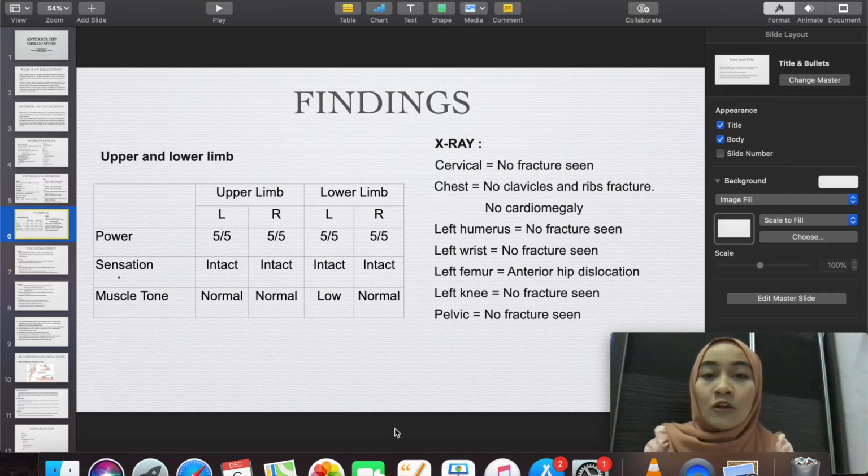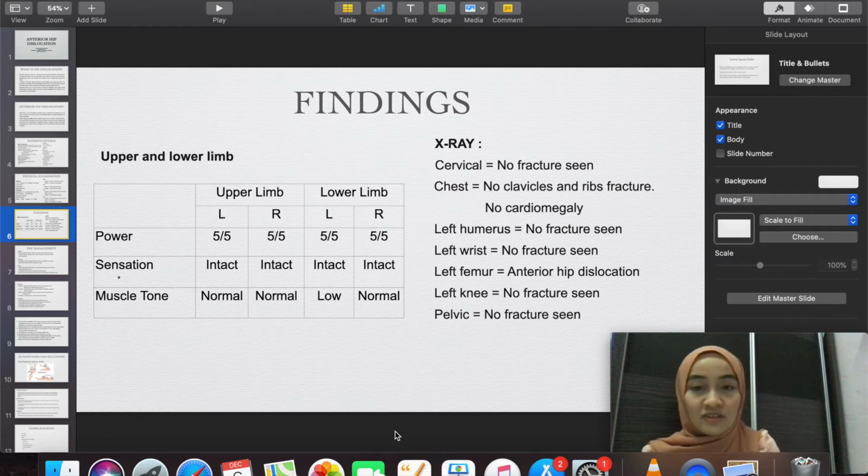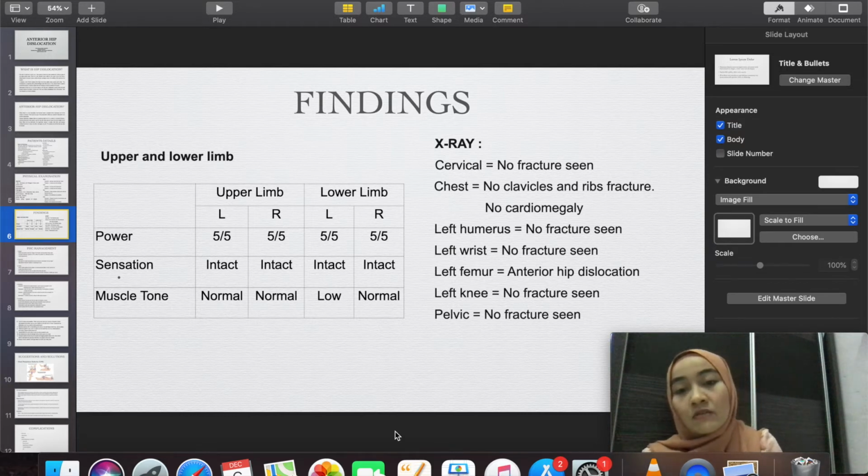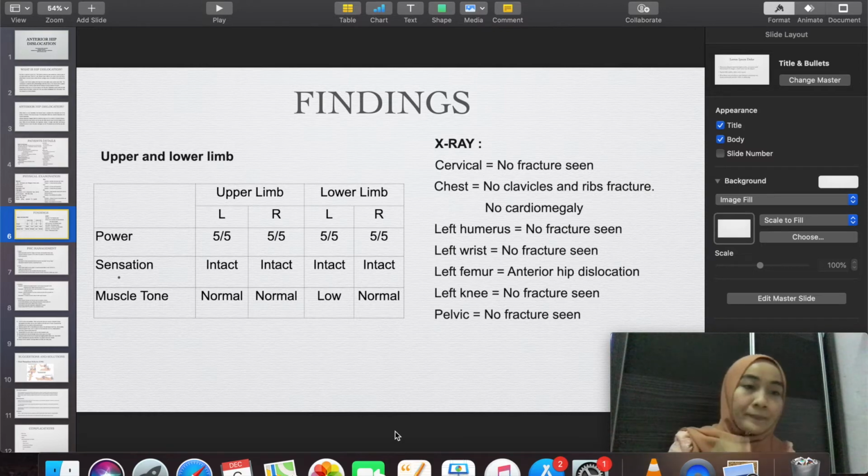So the finding of the X-ray for the cervical and chest X-ray, no fracture seen, no cardiomegaly, no rib fracture, no clavicle fracture. For the left humerus, also no fracture seen. Left wrist, no fracture seen. Left femur, it shows there was a hip dislocation, maybe anterior hip dislocation. For the left knee, no fracture seen, and also pelvic, no fracture seen.